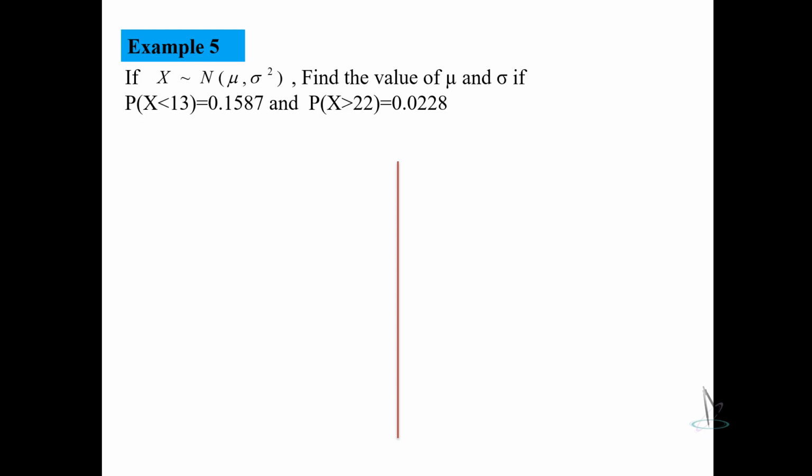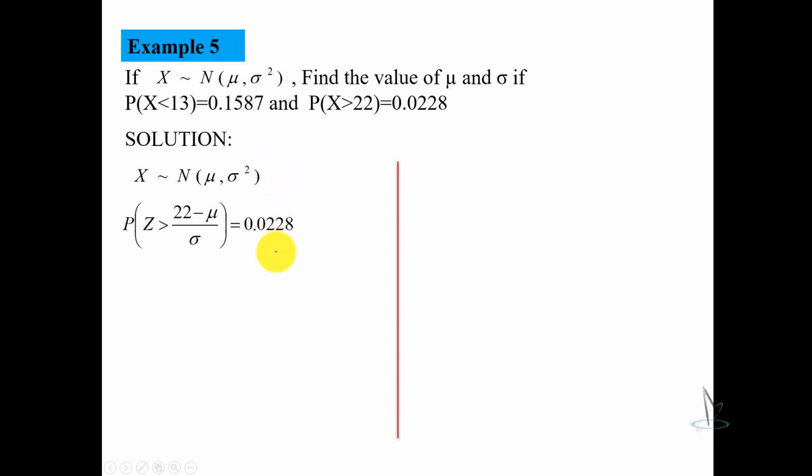Okay, so now let us continue then. Okay, so X is a normal distribution. We didn't know what is the value for the mean and we didn't know what is the value of the standard deviation or the variance.